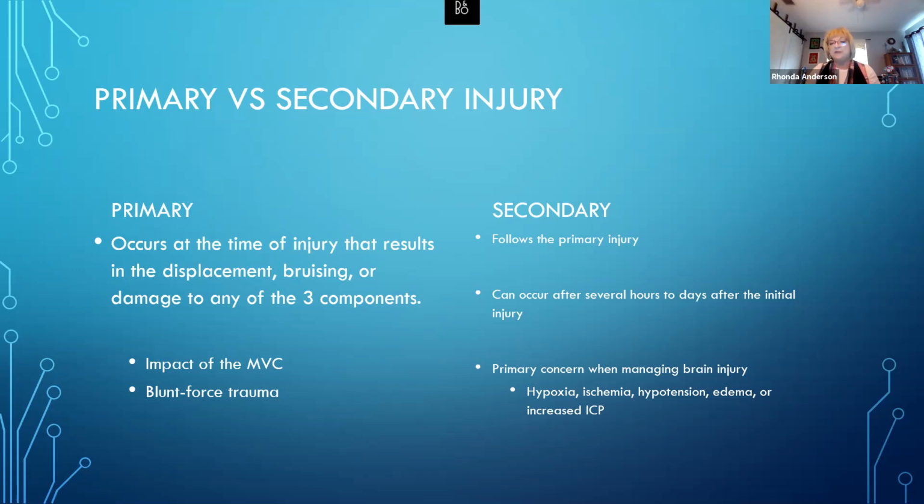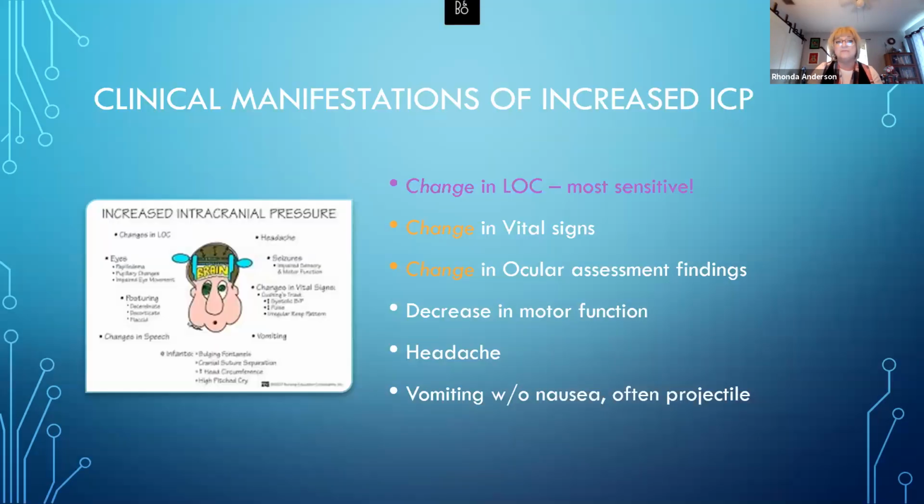And then the primary concern when we're managing these situations is to prevent these secondary injuries that arise from, say, hypoxia, ischemia to the surrounding tissue that's already injured, hypotension, where we would have an increase in ICP because we're going to vasodilate to try to get more blood flow to the brain, swelling, or increased ICP. These are going to cause more damage to the brain than what the initial primary injury would have alone, and it can worsen outcomes.